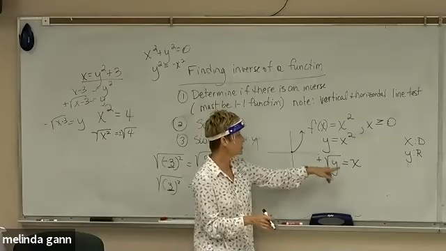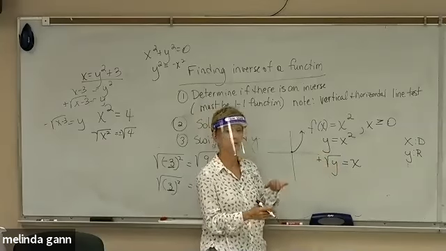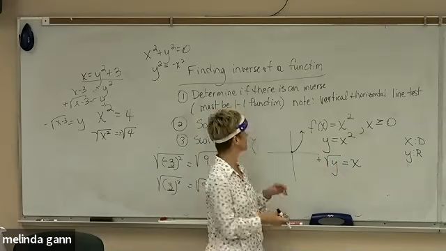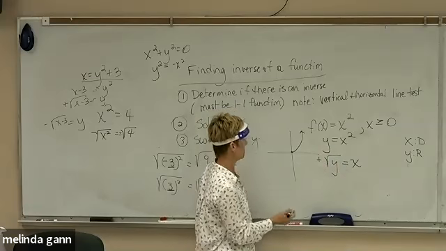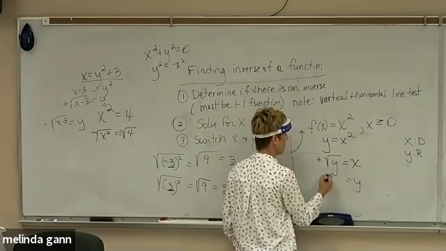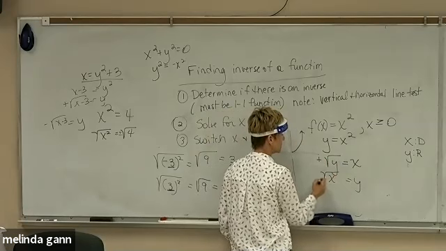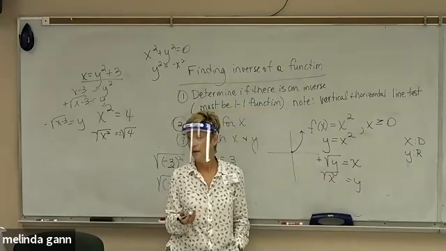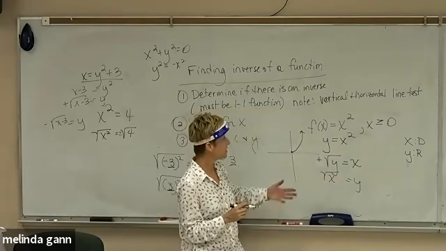Now, what's your last step with these x's and these y's? What do you do with them? You switch them. So y is going to be what? This positive square root of what? x. Now, here's the deal.